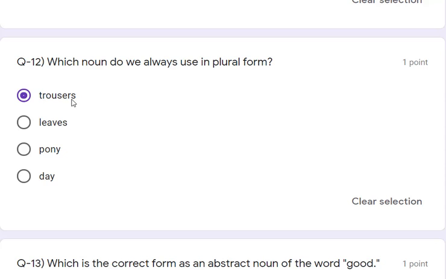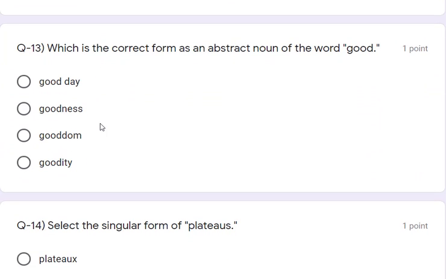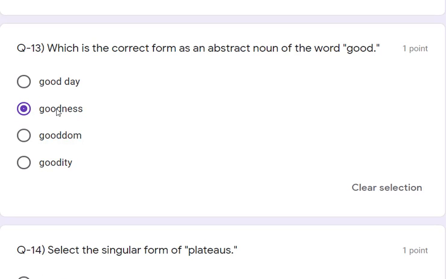Okay, let's see question number 13. Which is the correct form as an abstract noun of the word good? Right, correct abstract noun we are making from the good. Good day, goodness, good dawn, goodity. So the correct answer is goodness. Right, goodness is the correct abstract noun.